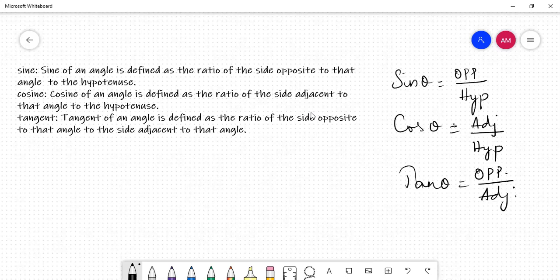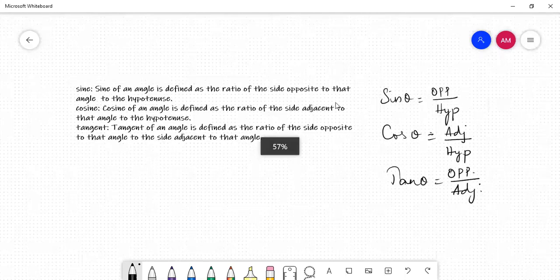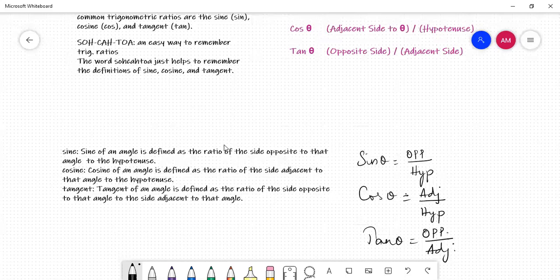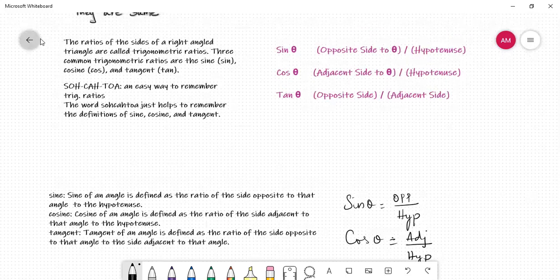These ratios are very basic to trigonometry. So sin theta is opposite side by hypotenuse. Cos theta is adjacent side by hypotenuse. Tan theta is equal to opposite side by adjacent side. This is all about trigonometric ratios.